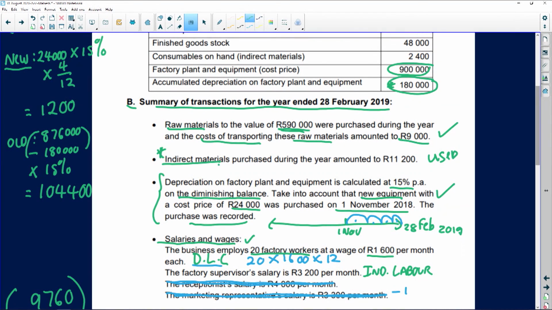Now I'm going to give you a very simple formula, and if you use this formula in your test or exams, you will definitely get 4 marks for this calculation. So how do I calculate indirect materials used? I start off with the opening stock of indirect materials. I then add any purchases of indirect materials. If I come across returns, I must minus any returns. And then finally, minus my closing stock. That will give me the indirect materials that were used for the financial year.